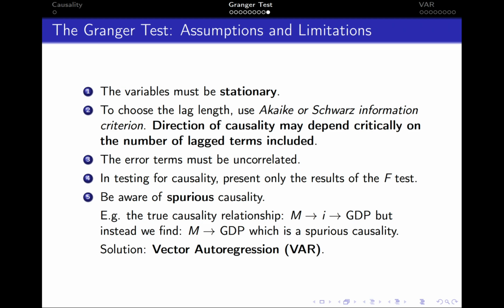Be also aware of spurious causality. For example, let's assume that the true causality relationship is from money supply to the interest rate and from the interest rate to GDP. But as you can see, in our case, we have only analyzed the causality from M to GDP. If the true causality is actually from the money supply to the interest rate and then from the interest rate to GDP, in this case, we have spurious causality because we've missed an important channel here. But luckily, we have a solution for this, and it's called vector autoregression, which I will discuss in the next section.